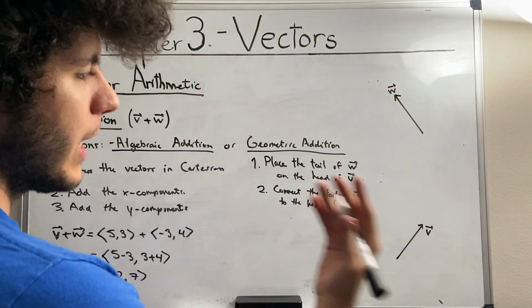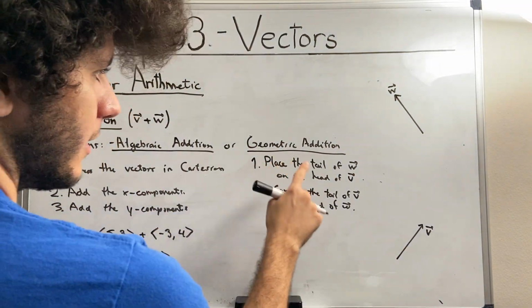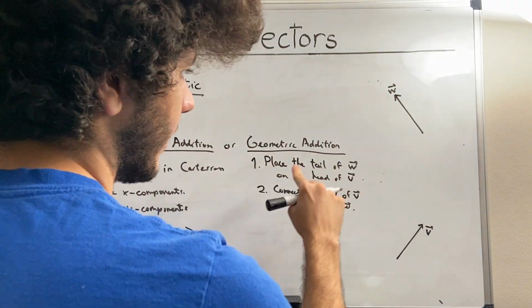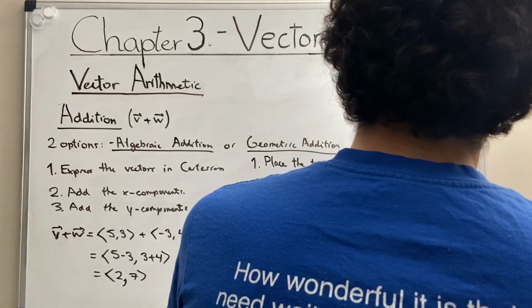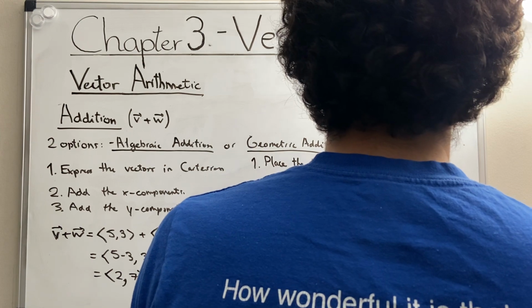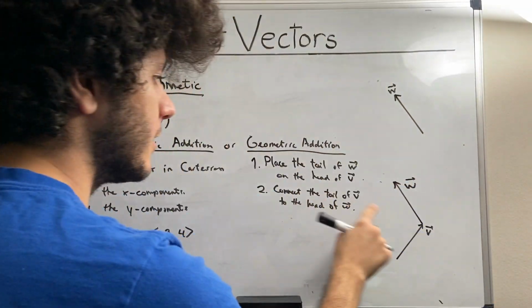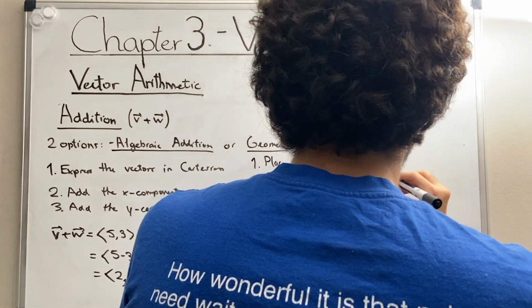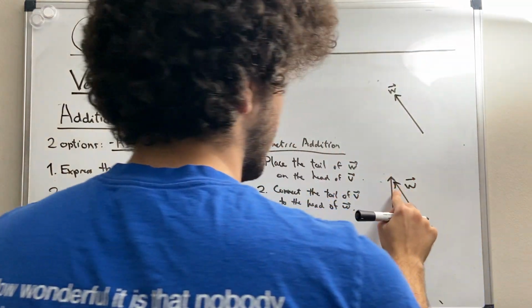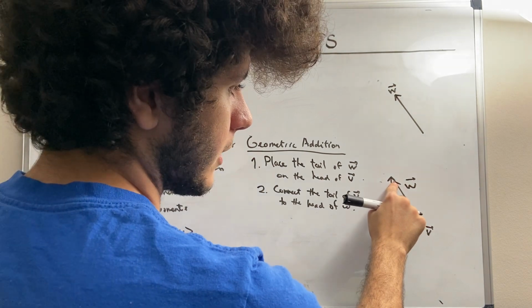Okay, you want to add these two? Well, you place the tail of W on the head of V, as so. And then you connect the tail of V to the head of W. I drew it a little longer so you can see, but it's supposed to touch at the tip.